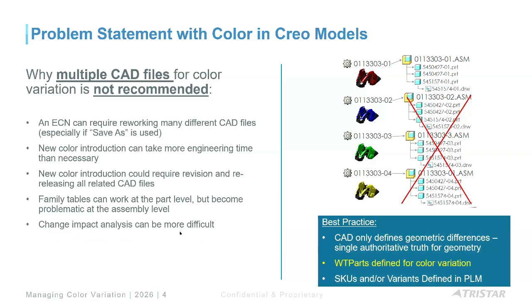So what typically we see and we recommend is making sure that there's only one CAD model, and that just represents the geometry, form, fit, function. And then the color itself is defined at the part level or the WT part level. All of the other things like SKUs or variants of a part, they're typically defined in PLM, not at the CAD level.